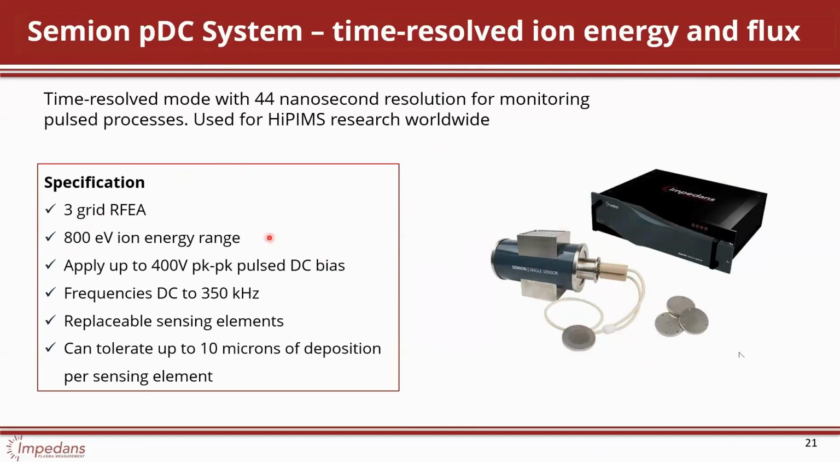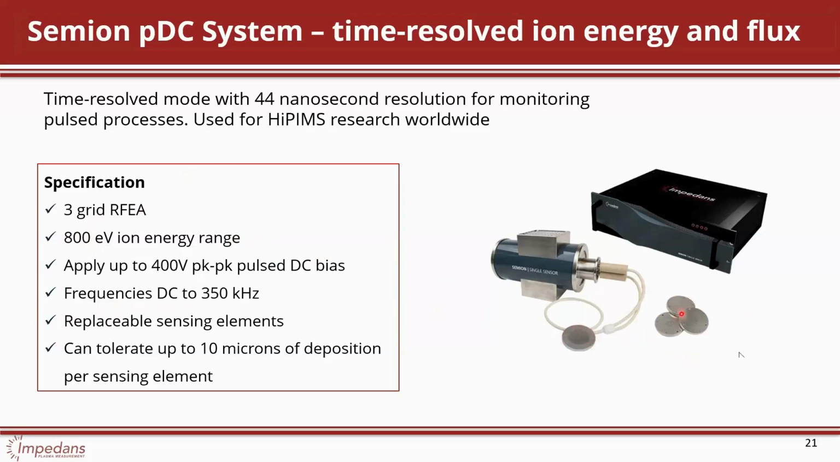These can measure up to 800 eV when you're applying a pulse to them. When you're applying a pulse not directly to it, but from across the chamber, it's actually 2 keV, so it's higher than this. You can apply pulse frequencies up to 350 kilohertz. Actually, we're extending that. It can probably go to about 700 kilohertz now. And you can replace the sensing elements. They'll survive about 10 microns of deposition. So after 10 microns, you'd want to swap these sensing elements.